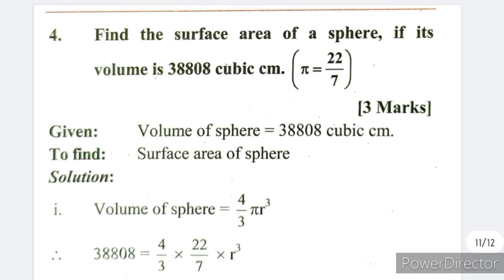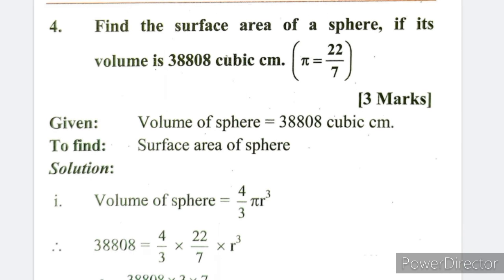We complete this sum also. Now let's see question number 4. Question number 3 was a little bit tricky, just tricky but easy also. Now let's see question number 4. It is: find the surface area of a sphere if its volume is 38,808 cubic centimeter, and here we have to take the value of pi as 22 upon 7.